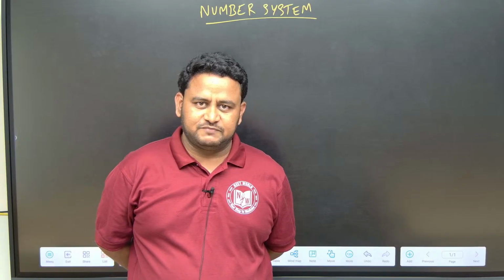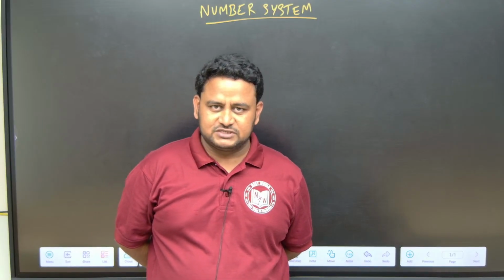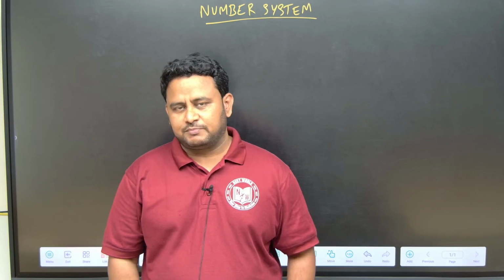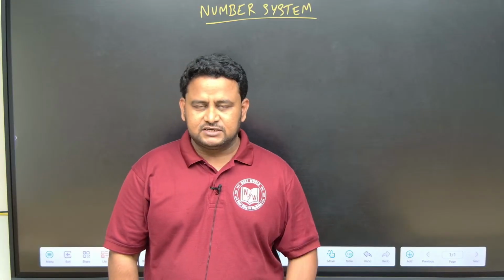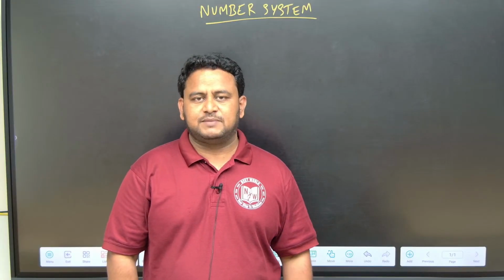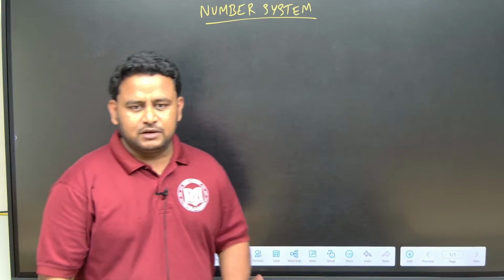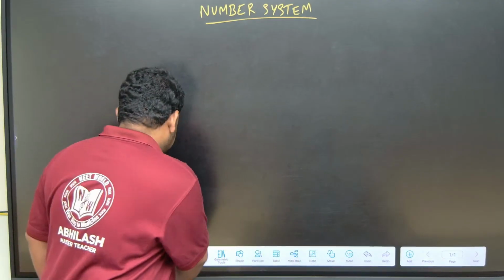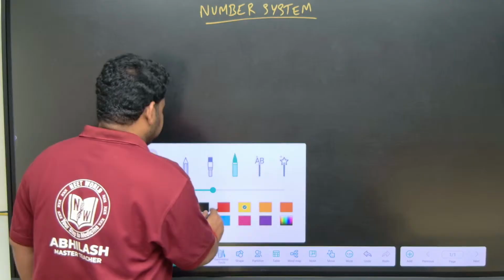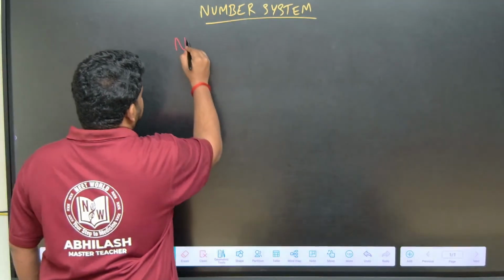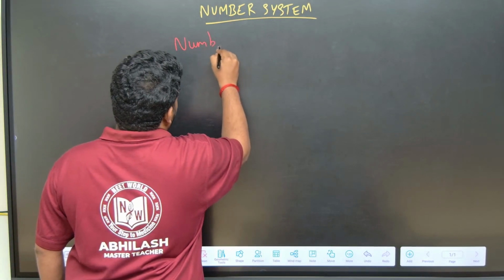So, number system we had started. This is the second session of number system, where we will be covering a lot of important topics like number of zeros, unit digit, number of digits, and also remainder theorem. Now, we will be covering number of zeros. We will be focusing on the topic that is number of zeros.